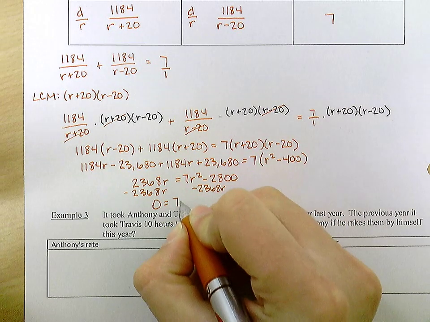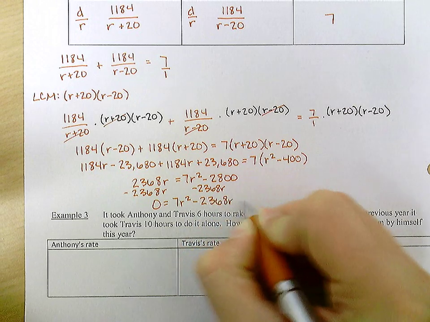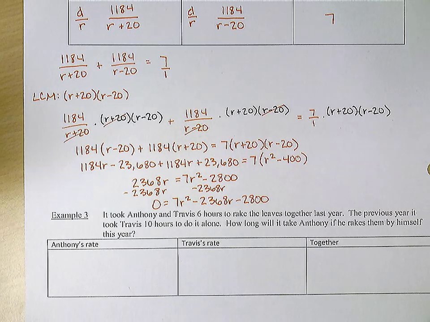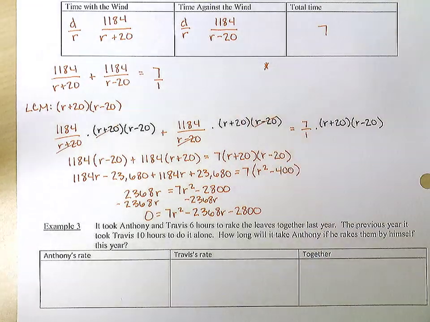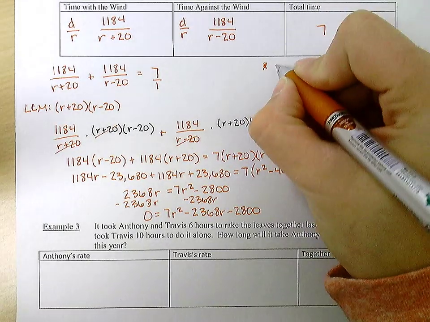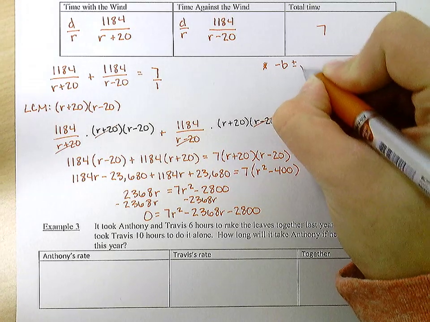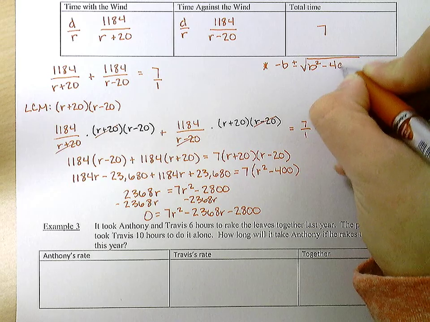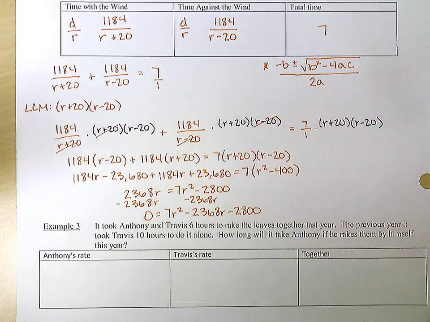So here I would have 7r squared minus 2,368r minus 2,800. And yes, I do need to use the quadratic formula. It's the opposite of b, plus or minus square root of b squared minus 4ac, over 2a.